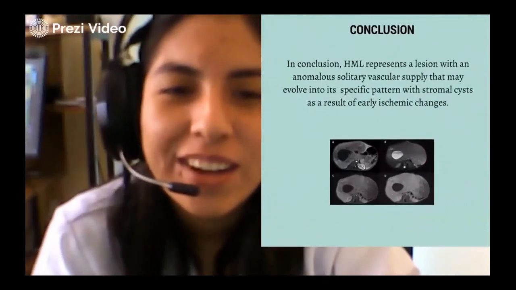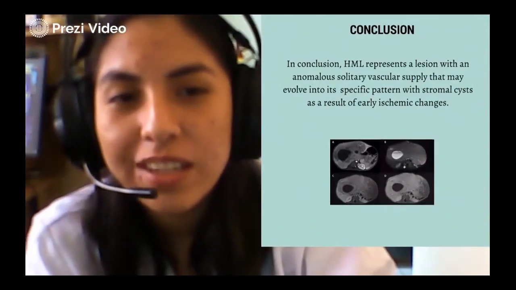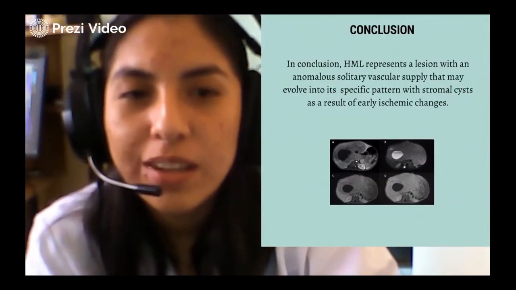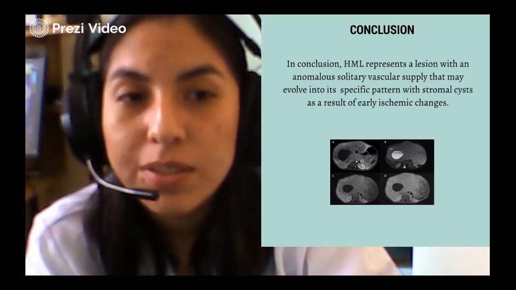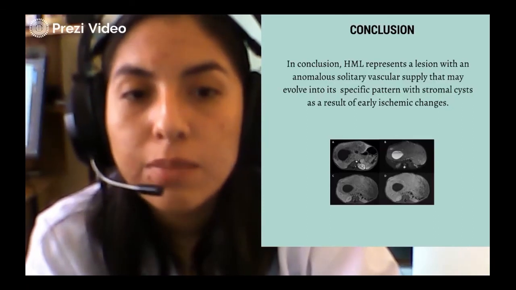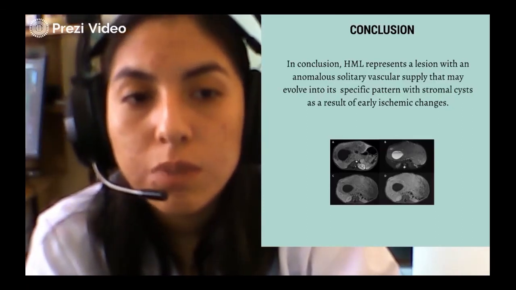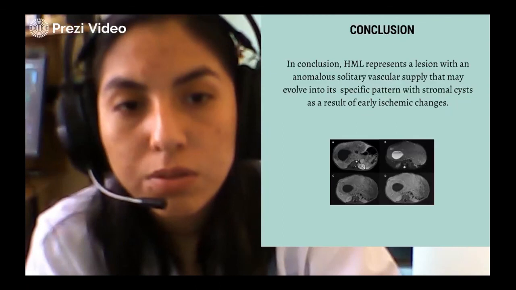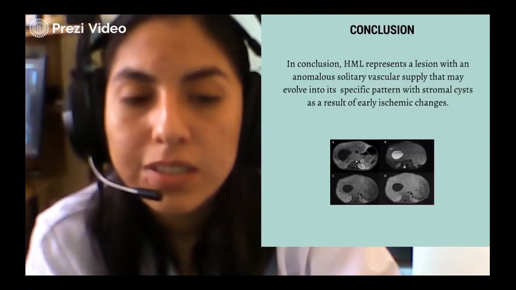Conclusion. In conclusion, the mesenchymal hamartoma of the liver represents a lesion with an anomalous solitary vascular supply that may evolve into a specific pattern with stromal cysts as a result of early ischemic change.